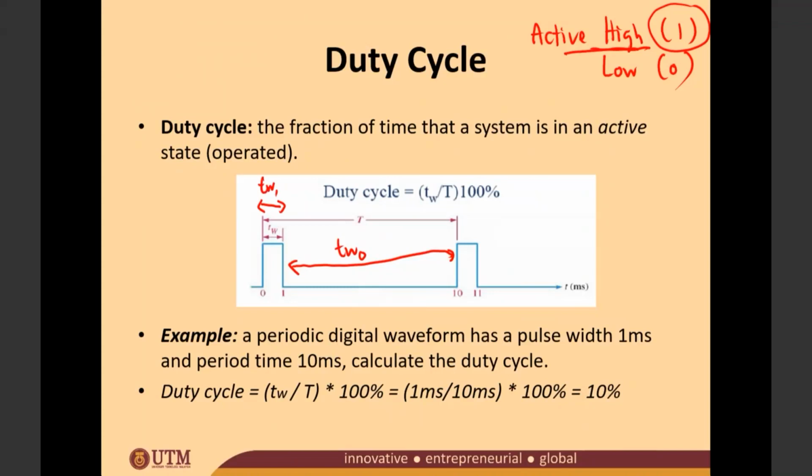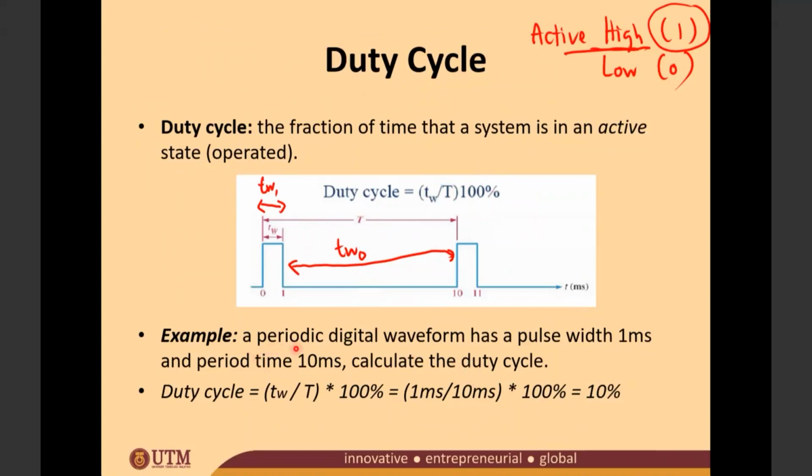Okay, so kamu kena tahulah what is the active state. Sama ada it's logic 1 ataupun logic 0. Okay, in this case, logic 1. So the active state dia yang ni lah. Okay, kamu kena dapatkan dia punya pulse width. Okay, then after that, nak buat apa? Dah dapat pulse width, kamu kena divided by your T, your period. Okay, so TW over T darab dengan 100%, kamu dapat duty cycles.